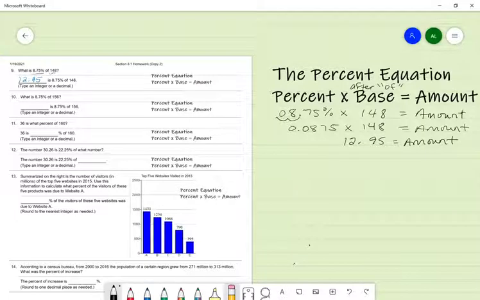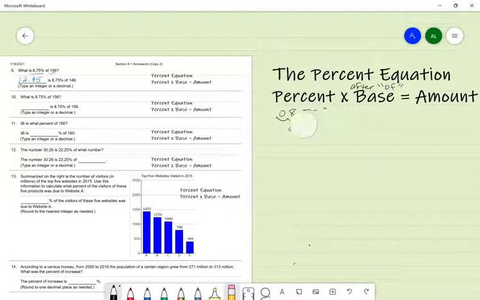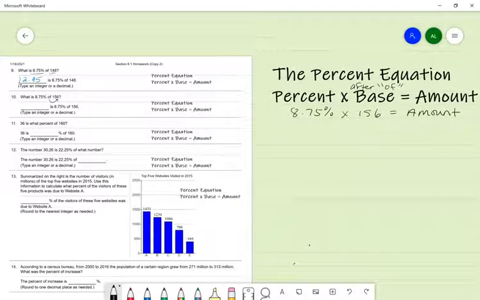Let's move to number 10. And please be sure to, of course, pause the video if you want to go back, slow it down a little bit, watch that previous example. Number 10, what is 8.75% of 156? So this one is just like number 9. We're given the percent, 8.75, so we leave it here, times. After the word of, we have a number, which is our base. So of course we write 156 for the base. Therefore, the unknown amount is still there.